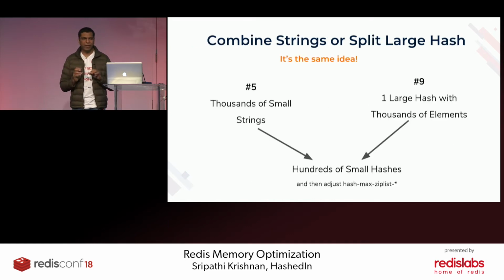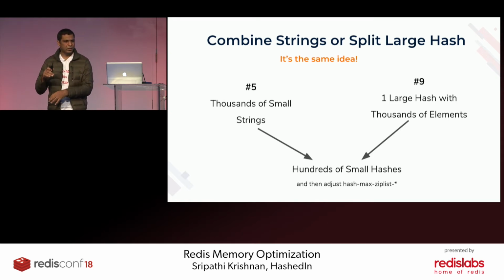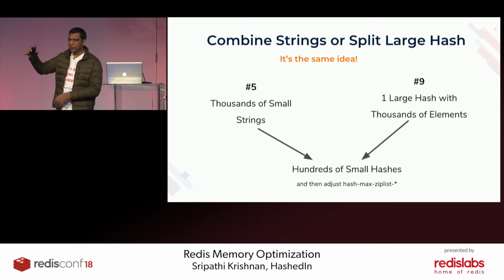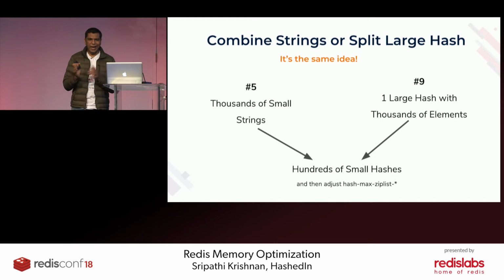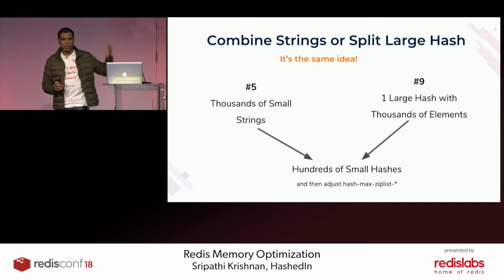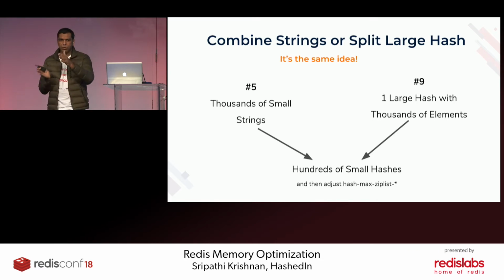So just getting back, right? We use the same technique in two different places. The first slide we spoke about, when we had thousands of small strings, we converted that into hundreds of smaller hashes. And then you've got one large hash with thousands of elements. We did the same thing to get hundreds of smaller hashes. The idea is the same whether you start from multiple strings and combine them into a hash, or you start with a larger hash and split it into smaller hashes.